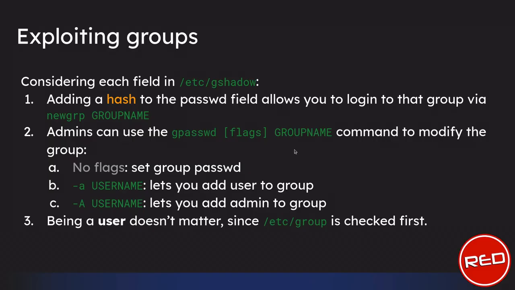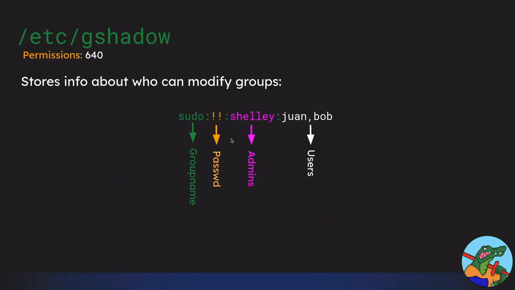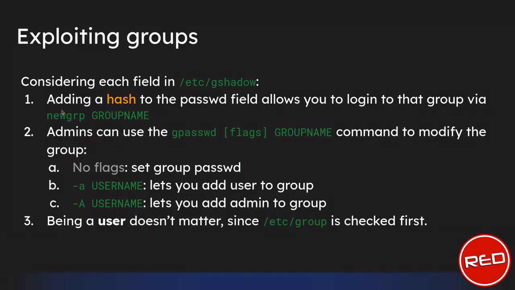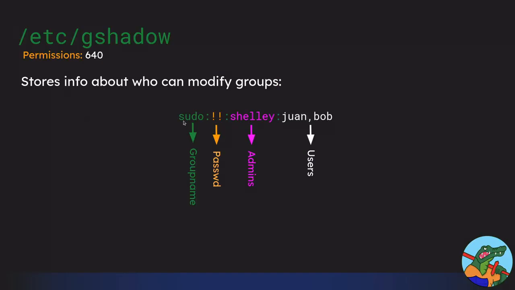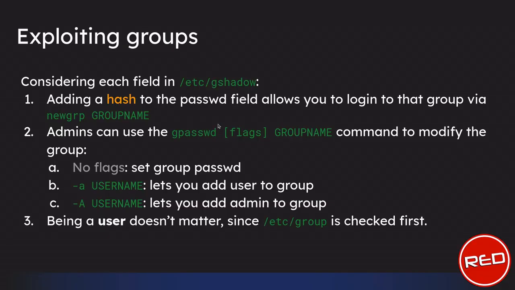So how can we exploit this? First of all, we can add a hash to the password. We can put a password hash in here. And when we do that, then we can use the newgrp command to log into that group. And like I mentioned, using that newgrp command will allow you to log into that group and have a session as part of that group, giving you the permissions of that group. So imagine if, for example, sudo had a password. Then any user could log into sudo and effectively be root on the system, which is a no-no.